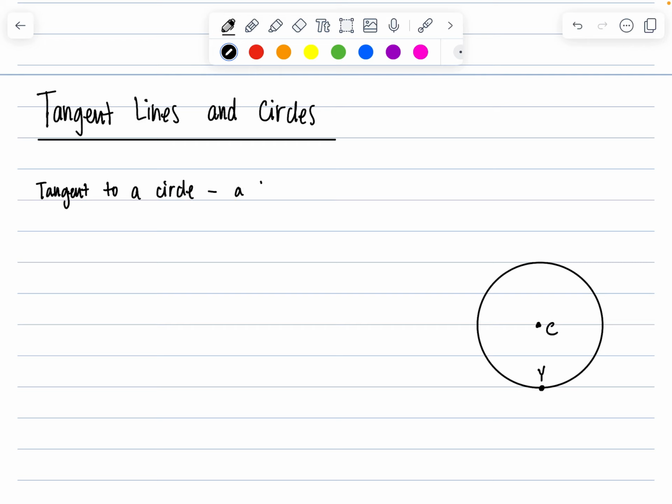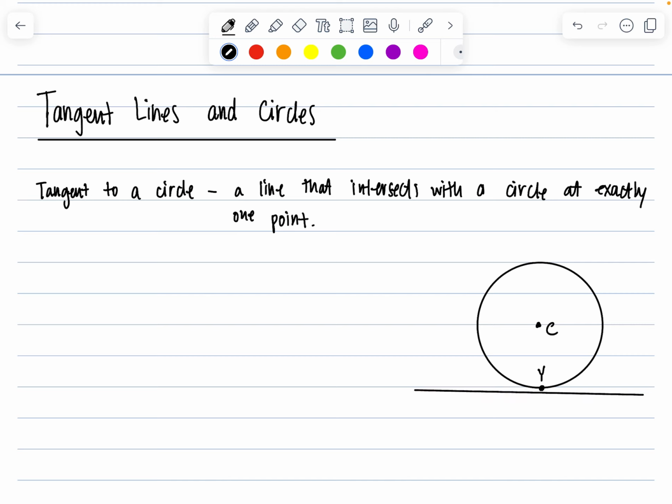It is a line or segment or ray, whatever, a line that intersects with a circle at exactly 1 point. Okay, so that's why we drew this Y here, because we're going to draw a line from left to right, and we want that to intersect at exactly that 1 point Y.